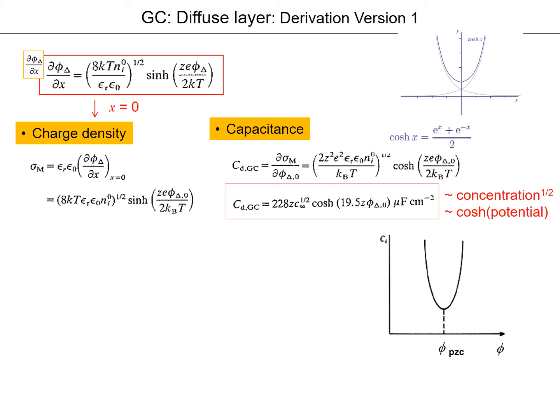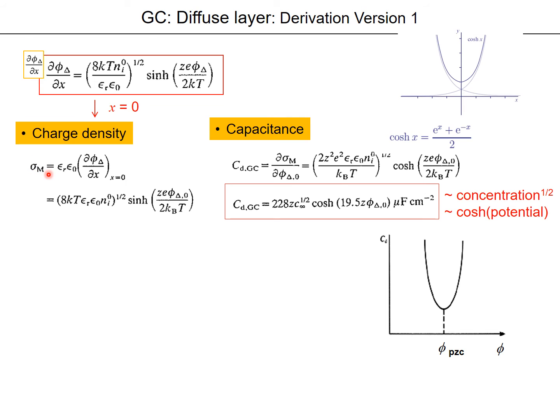So right now we have the first derivative of the potential function, which is the hyperbolic sine of phi delta. Let me think about the situation at x equal to 0, or let me focus on the surface. At x equal to 0, the first derivative of the potential, multiplied by the permittivity, gives you the excess charge density.